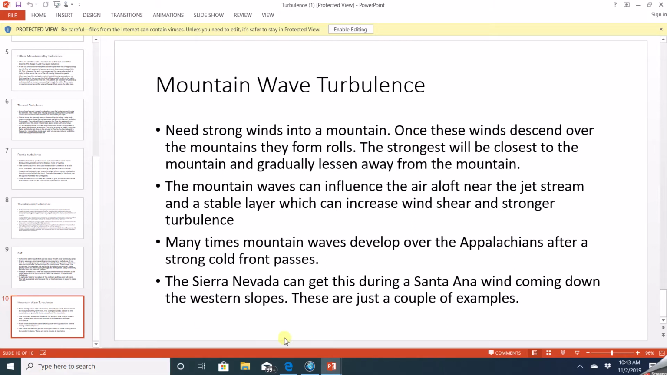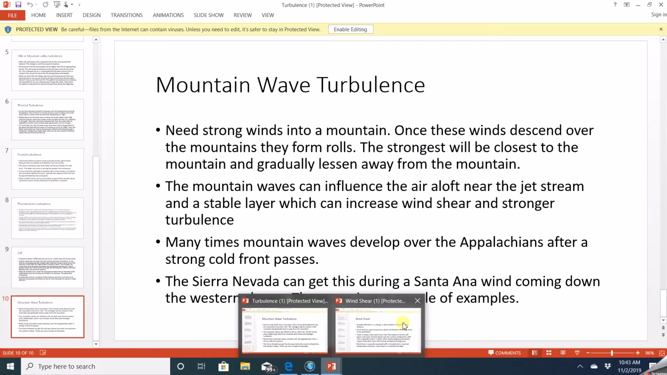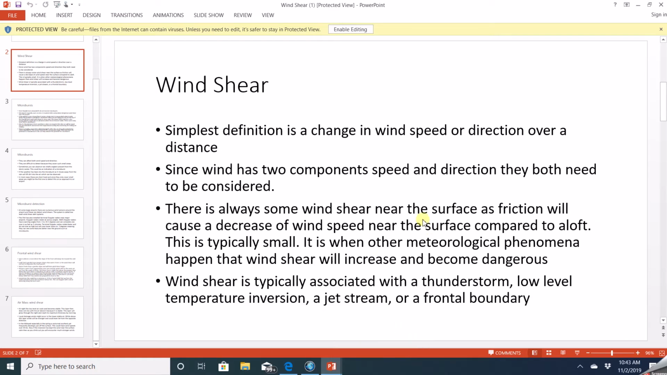The other one we're going to talk about is wind shear. Wind shear is an issue in the sense that you're going to change your airspeed as you fly through a level that has wind shear.